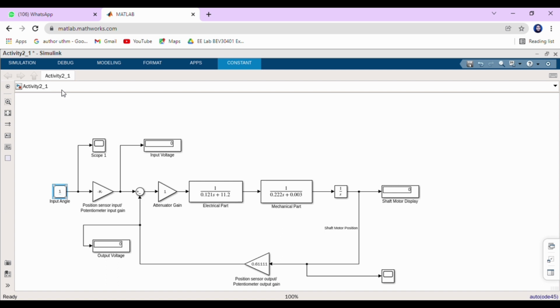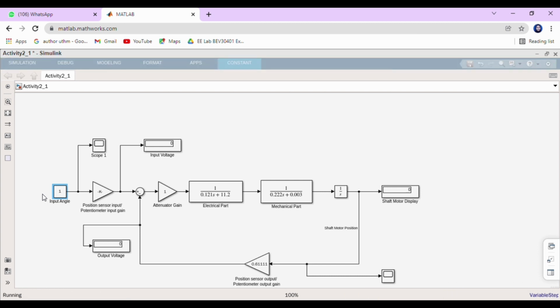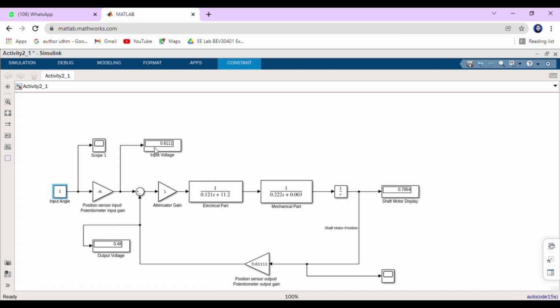So this is our block diagram. Okay, so to make sure whether our block diagram is functioning or not, we need to key in input angle and attenuator gain as 1. And then we run it. Okay, so if the input voltage and shaft motor display the value, that means our block diagram is functioning.